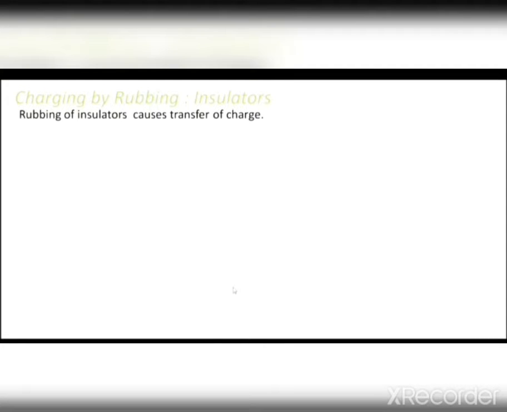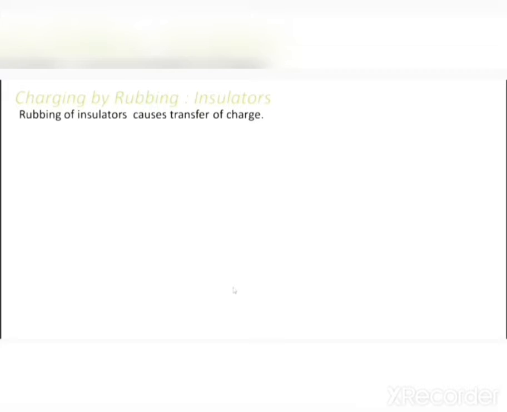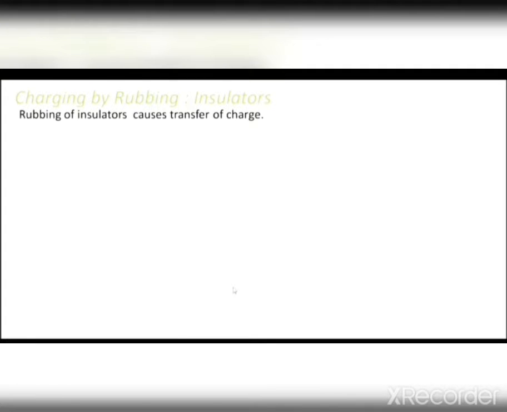Now the question is, how do we charge objects? There are very different ways by which objects can be charged. One common way of charging objects is by friction. But an interesting thing to note here is that only insulators, that is, poor conductors, can be charged by rubbing, by friction. Now, what happens during rubbing, and why is it that only insulators can be charged by rubbing?